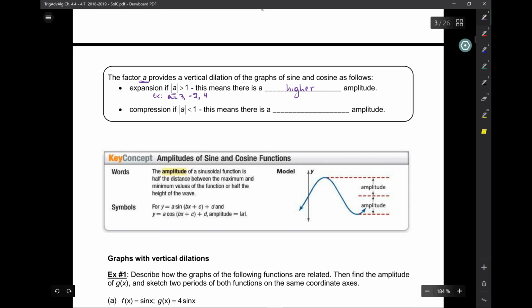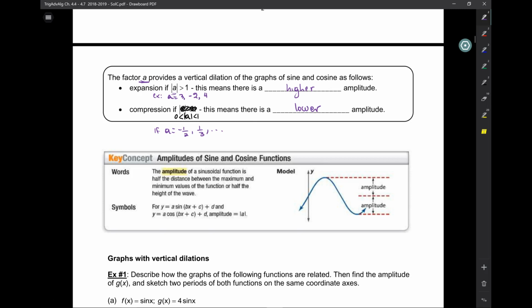There is a compression if A is between 0 and 1, meaning if A is like -1/2, 1/3, and so on. So ignoring the plus or minus, if that value is between 0 and 1, 3/7, whatever, then we say there is a lower amplitude. So whatever is just lower.